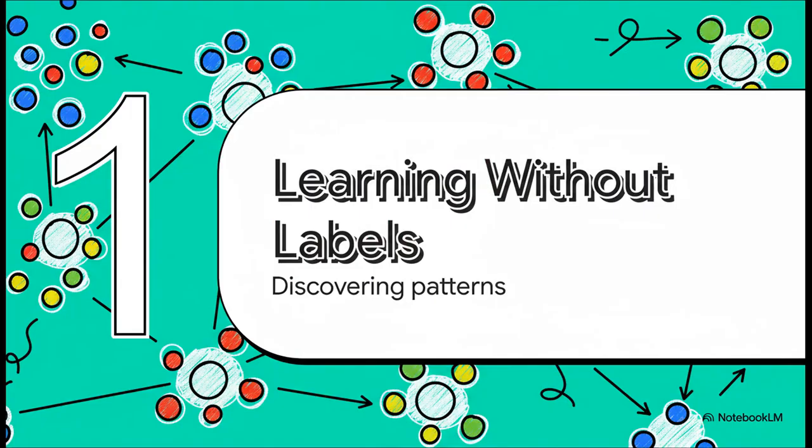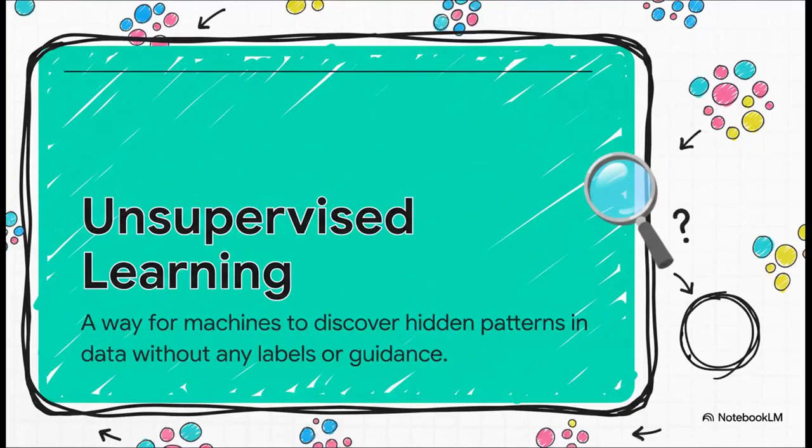And that leads us right into our first big idea here, learning without labels. This is all about finding the natural structure in your data when you don't have some pre-made answer key to check your work. The fancy term for this is unsupervised learning.